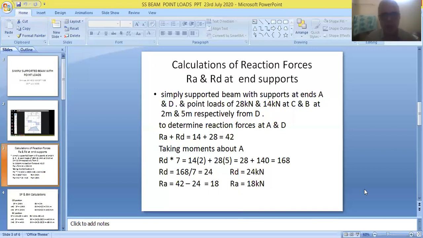So friends, as a whole, we may not be using RA, but the RD value is very, very essential for writing SF and BM equations for all the regions of the simply supported beam. So this is about, friends, in the case of a simply supported beam, calculation of reaction forces is very, very essential before starting the problem.